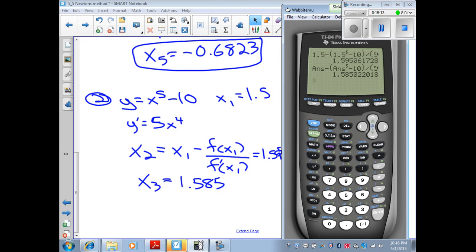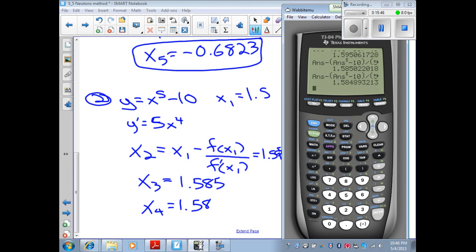Let's do it again. Answer minus answer to the power of 5 minus 10, divided by 5 answer to the power of 4. $1.58489. Wow, we're getting pretty close here.